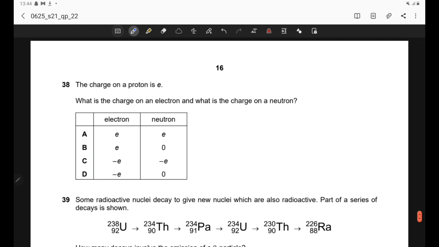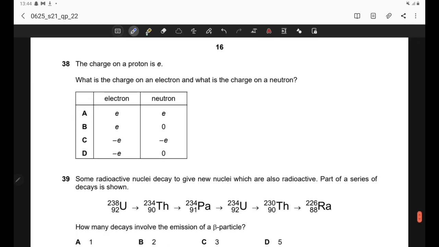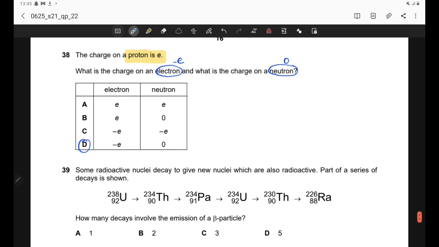Question 38. The charge on a proton is E. What is the charge on an electron and what is the charge on a neutron? So electron is a negatively charged particle and it has the same charge as a proton but opposite sign. So it must be minus E. Whereas neutron is a particle with no charge. So its charge is 0. The correct answer is option D.